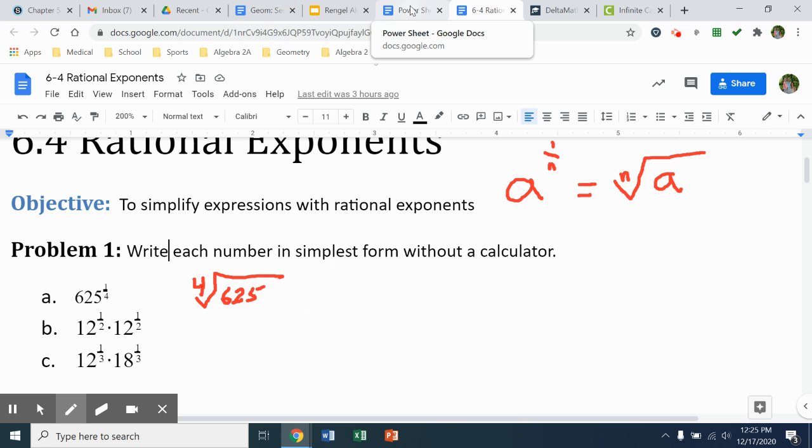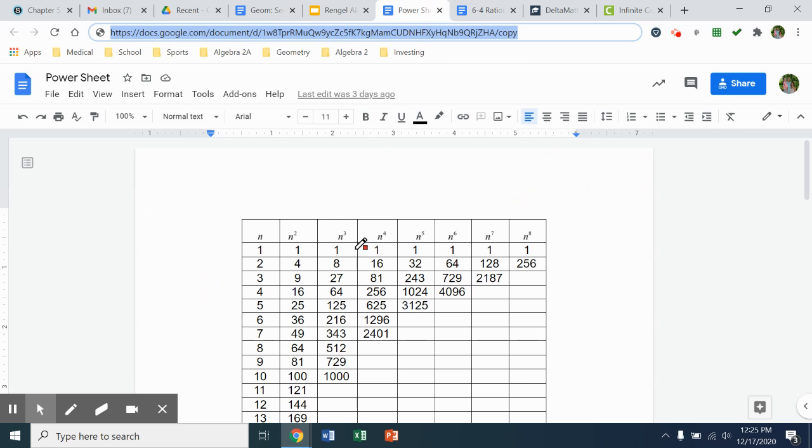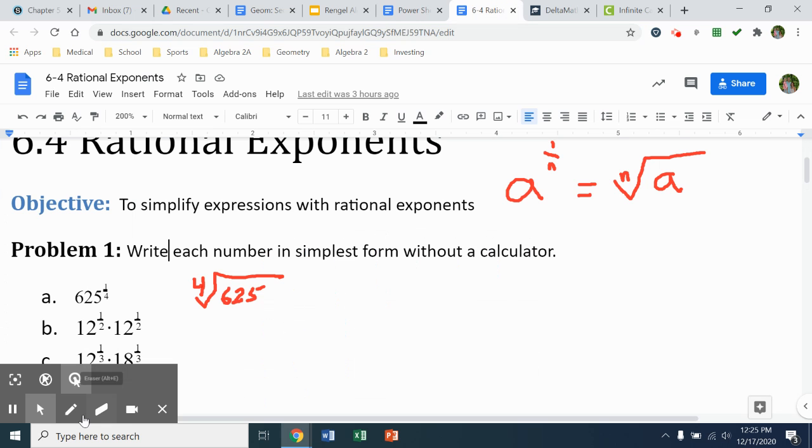Now, in order to simplify that, I'm just going to head to my power sheet, and I'm going to look in this fourth column, because I'm dealing with a fourth root. I'm going to find 256. I can slide over all the way to n. The fourth root of 256 is going to be 4. So my first answer there, excuse me, I wasn't doing 256, sorry. I was doing 625, so it would be 5. The fourth root of 625 is going to equal 5.